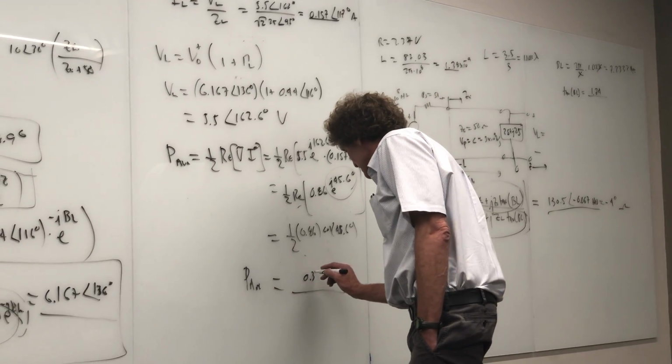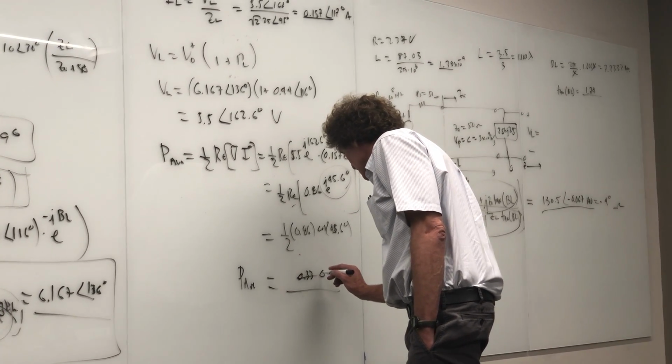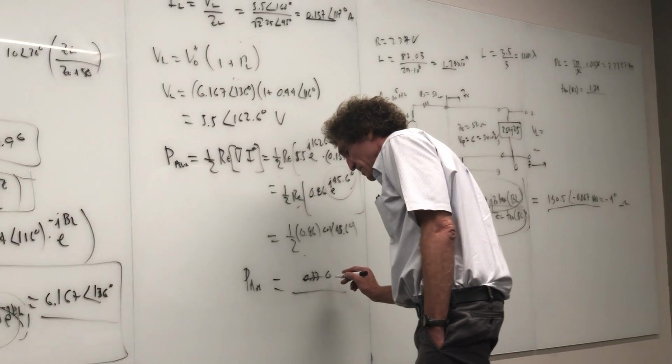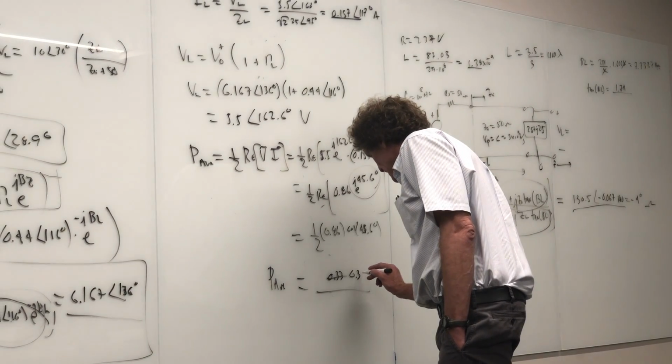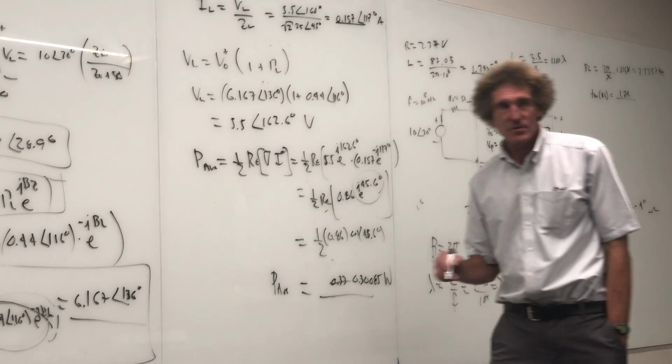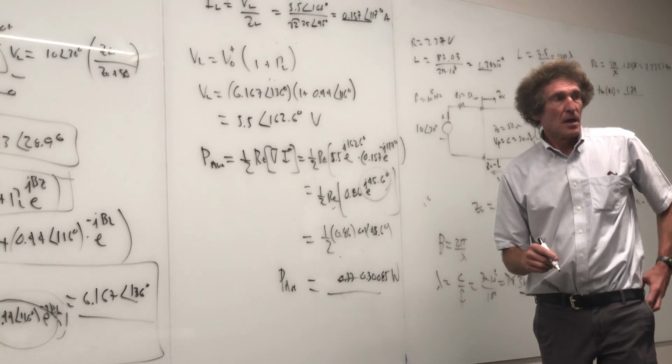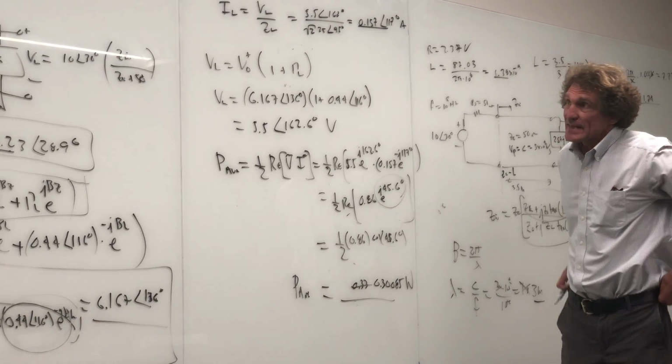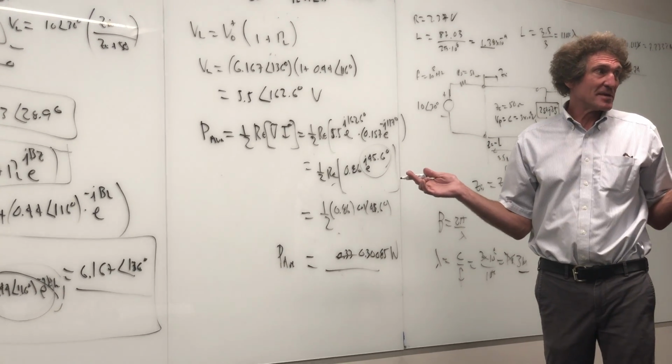I got 0.30085. I'm sorry, could you say? 0.30085 watts. That's all right. Did you get that? Yeah, just that. Thank you. All right. That's the kind of problem you need to be able to do quickly and efficiently.